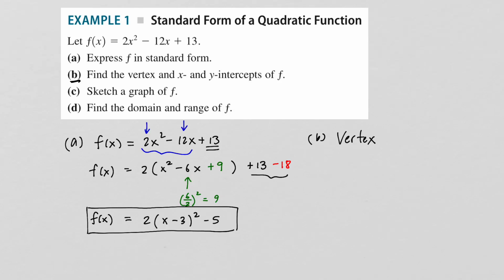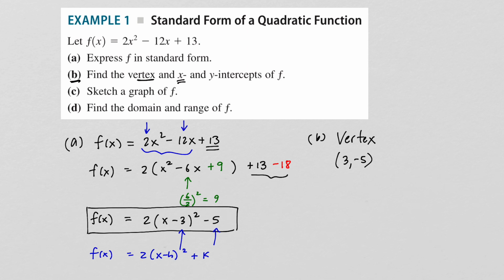So for part B, find the vertex. So to get the vertex, we just need to look at the coordinate here and here. Now let's keep in mind that the standard form is 2 times x minus h squared plus k. So what this means is that whatever number you're looking at here, this is the opposite of h. So that means h is positive 3. So the vertex has an x-coordinate of positive 3. And the value that you see here is the value of k, and that is negative 5. So the vertex is the point 3, negative 5.